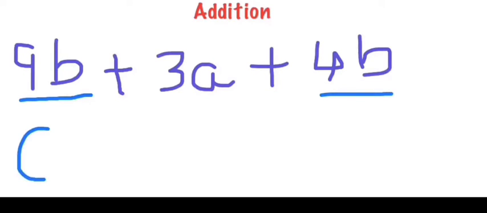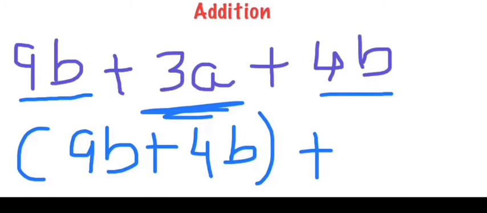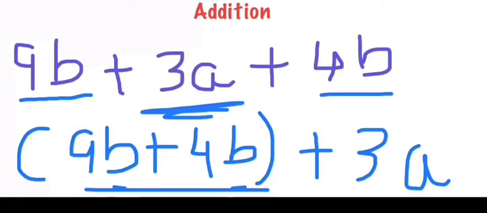So if I group them over here, 9b is the same variable as 4b, and now this 3a is not the same because the variable is a. So I am keeping it as 3a. So my answer will be 13b, because if I add 9 with 4, I will get 13. So my answer will be 13b plus 3a.